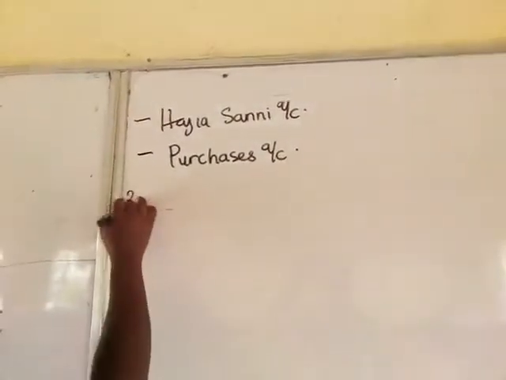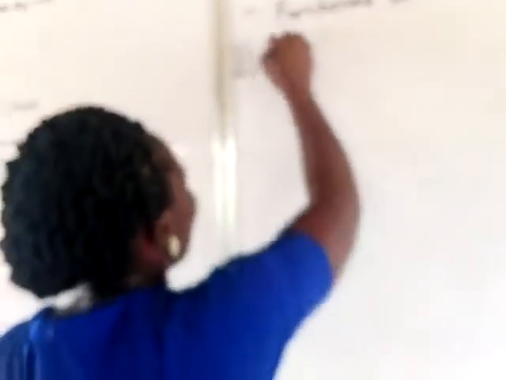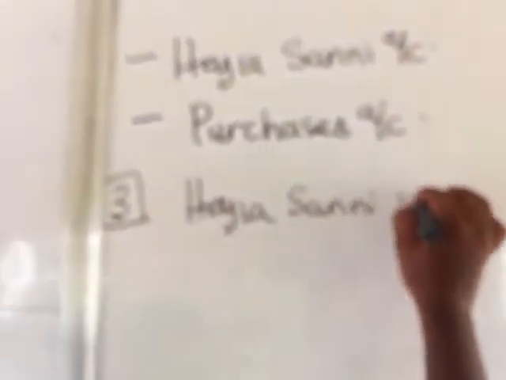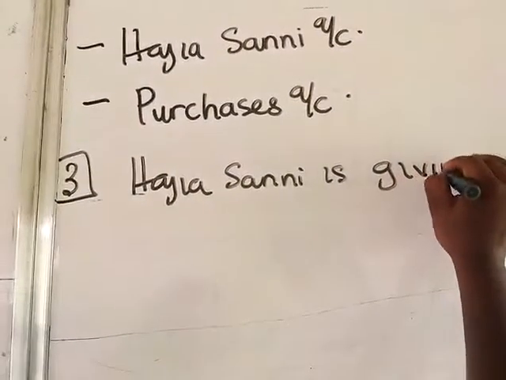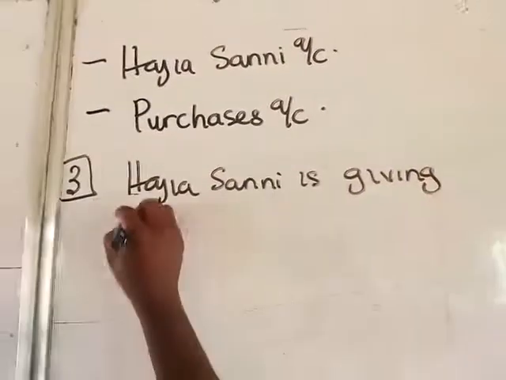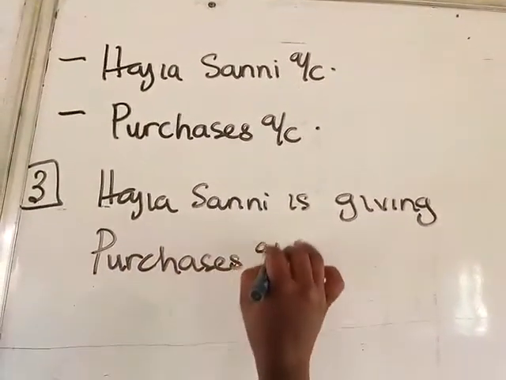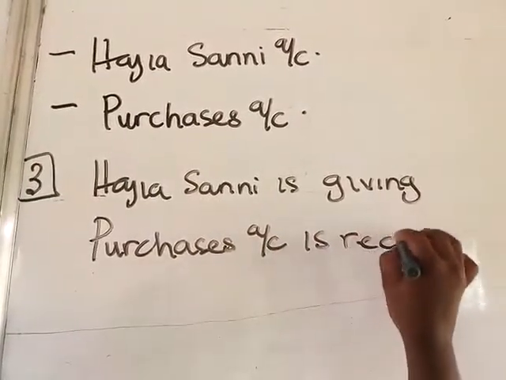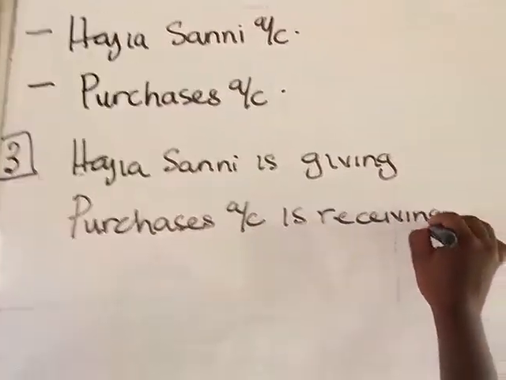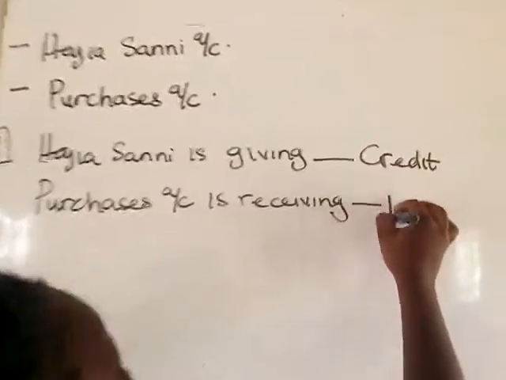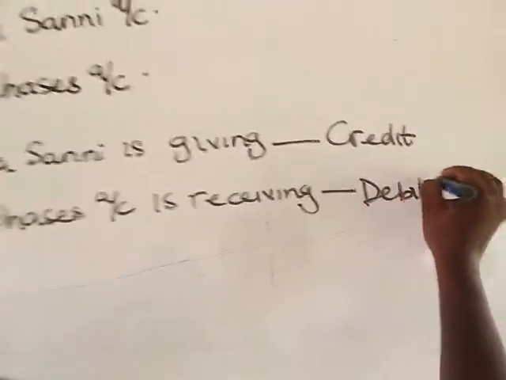You now have to determine who is giving, who is receiving. You know that when you go to Haja Sunny's shop, she's giving you goods. So Haja Sunny is giving. For Haja Sunny to give, your purchases account will receive. So drawing up our ledger, following the golden rule, you're to credit Haja Sunny and you're to debit your purchases.